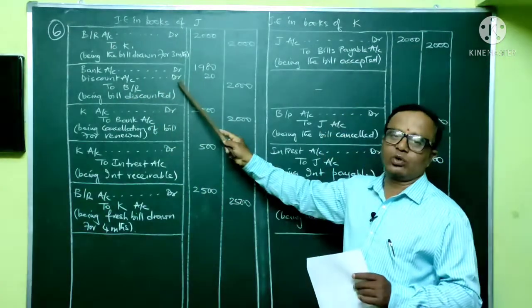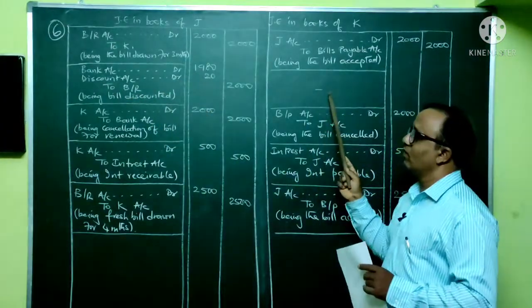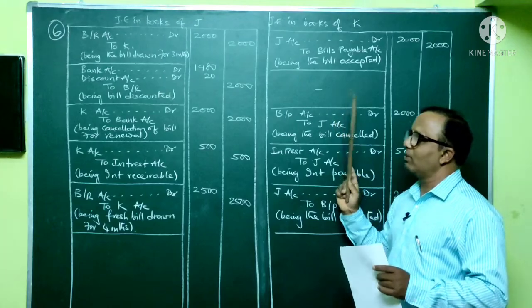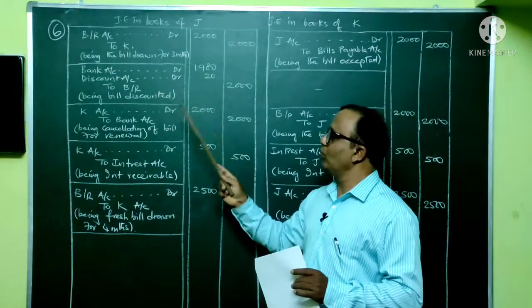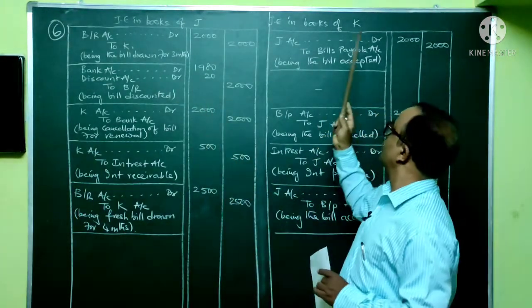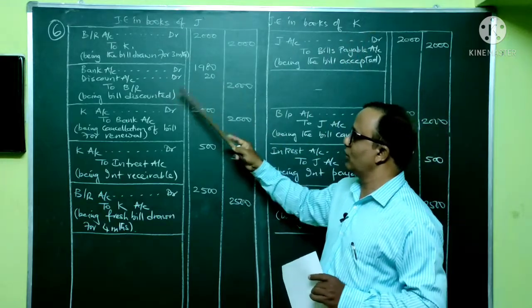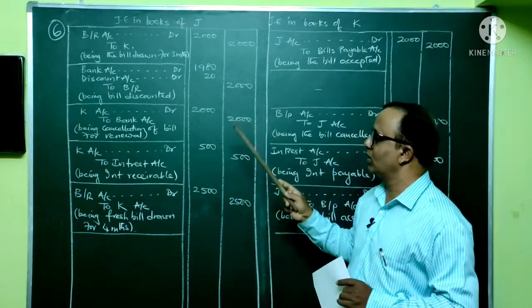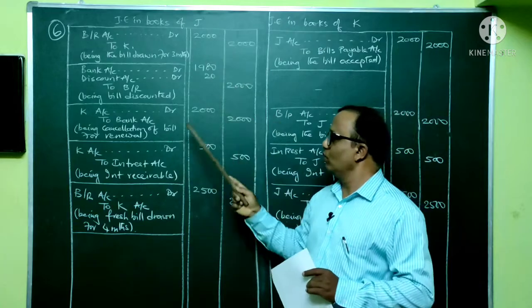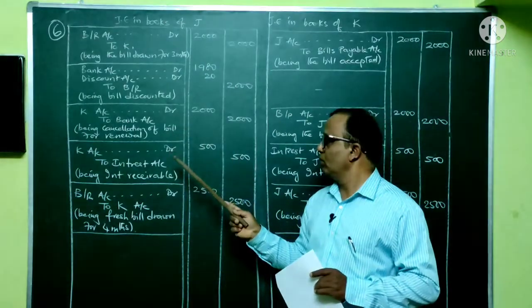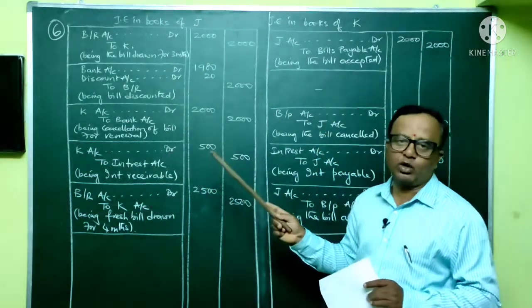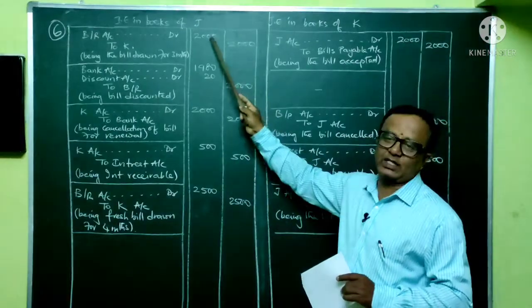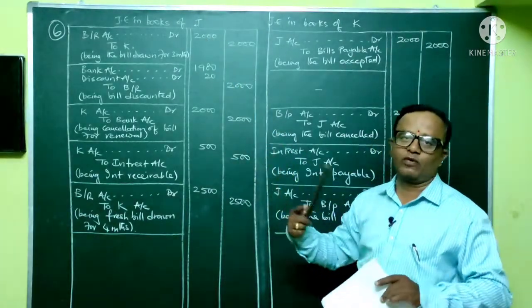Now, when the bill is discounted, in the books of the drawee, we will not have any entry. Then after that, before the due date, what happened? This particular K, unable to honor this bill, unable to pay the money on this bill, has asked J to draw a fresh bill along with interest of 500 rupees. J has accepted it. This is called the renewal of a bill.